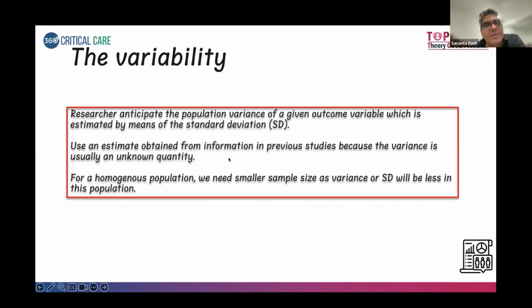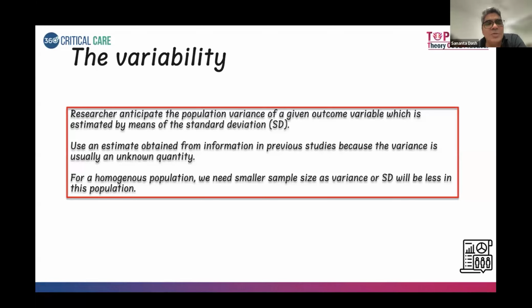You use an estimate obtained from information in a previous study, because sometimes the variance may not be available since you're just starting the study. There is no population that you have identified. So where do you get the variance from? You can look at a previous study. What was the variance there?